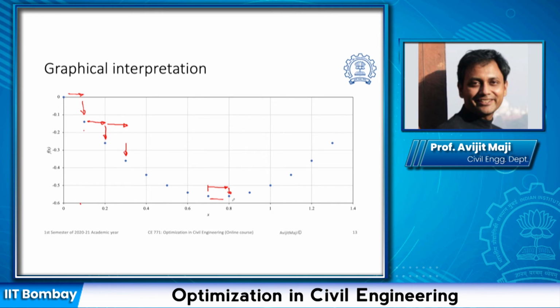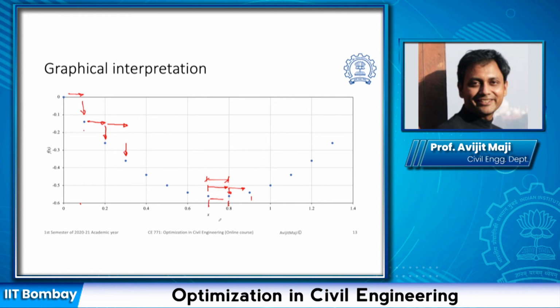At this point, we could have gone one more step here, and we may find that the function value is increasing, and we could have bracketed between this and this, or this and this, or this and this. In this particular problem, we chose to bracket it between this and this, which can be further investigated for the actual optimum point.